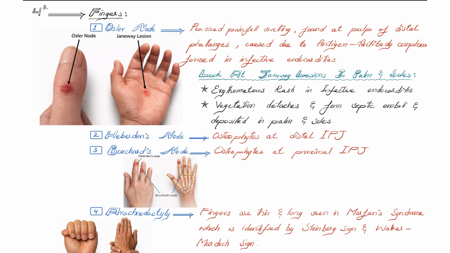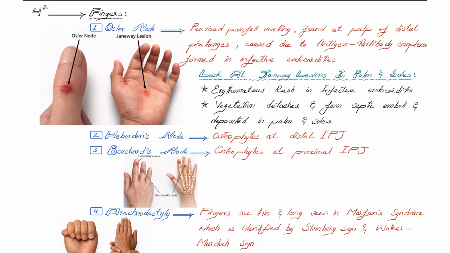Now, when you know about the Osler's node, then you have to look at the Janeway's lesions in the palm and soles. Janeway's lesions are an erythematous rash which is found in patients having infective endocarditis, and these are the vegetations which detach from the heart and become septic emboli and are deposited in the palm and soles.